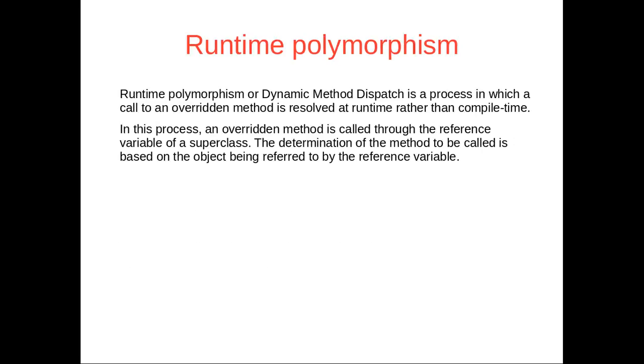Runtime polymorphism, also called dynamic method dispatch, is a process in which a call to an overridden method is resolved at runtime rather than compile time. In this process, an overridden method is called through the reference variable of a superclass. The determination of the method to be called is based on the object being referred to by the reference variable.